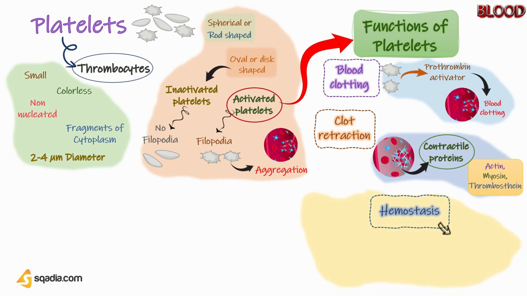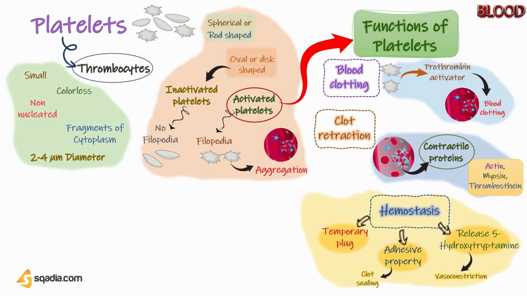Platelets accelerate the hemostasis in 3 ways. First, platelets secrete 5-hydroxytryptamine, which causes the constriction of blood vessels. Second, due to the adhesive property, the platelets seal the damage in blood vessels like capillaries. And thirdly, by formation of a temporary plug, the platelets seal the damage in blood vessels.